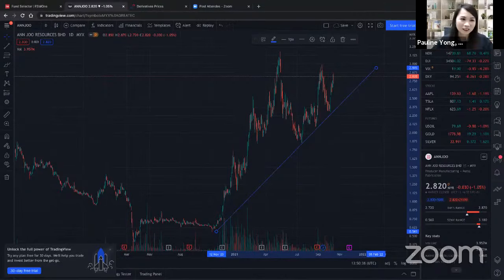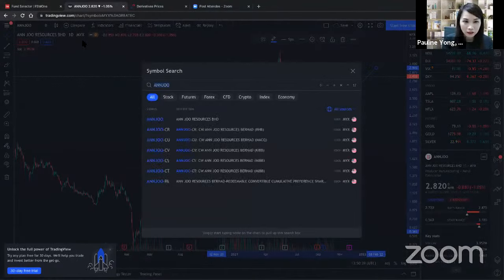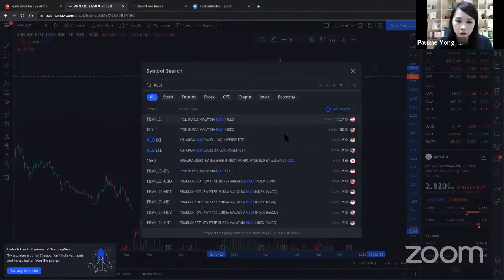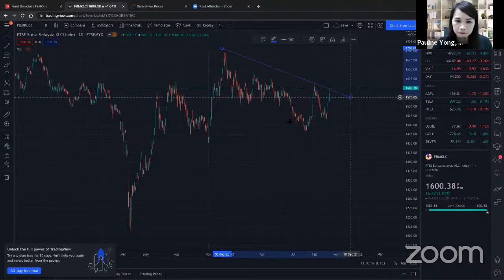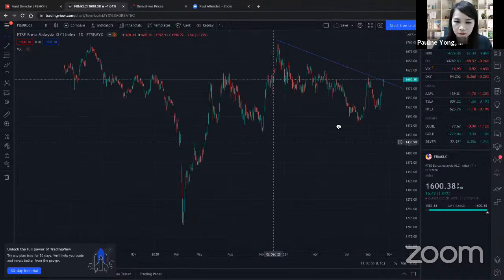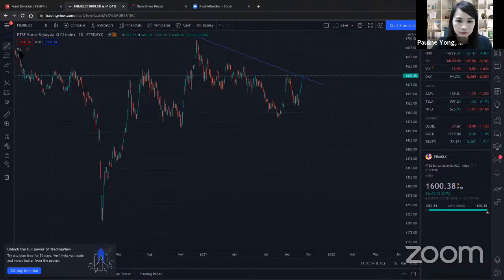FKLI weekly. Okay, I just said that I want to show you the KLCI, because the KLCI is showing the triangle chart pattern here. So this triangle chart pattern, whereby you are looking at this triangle.